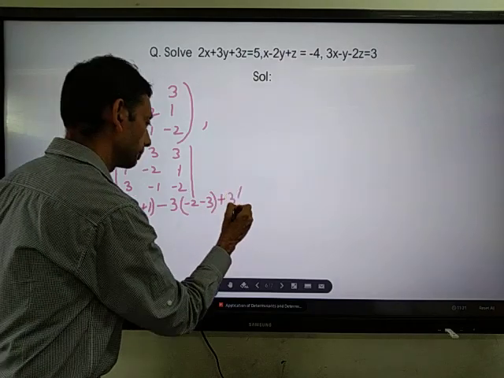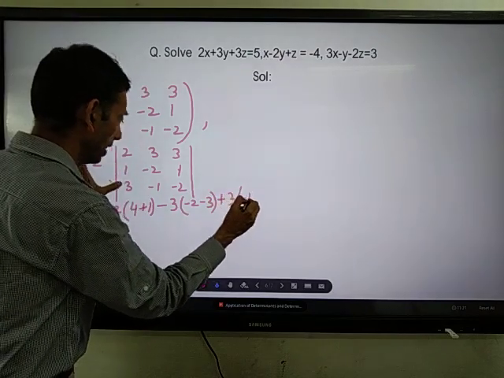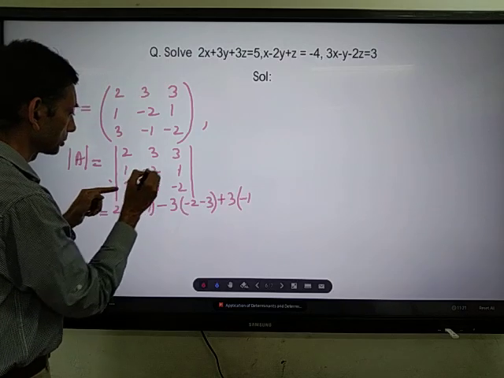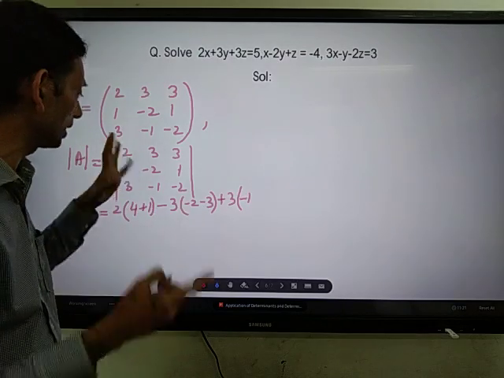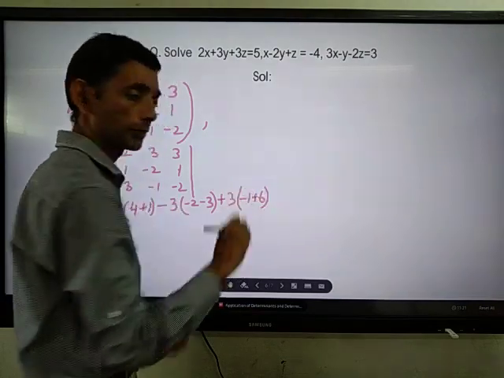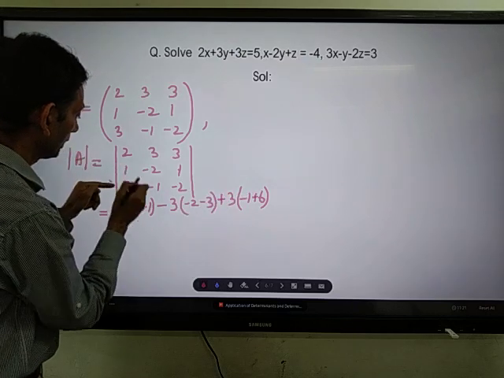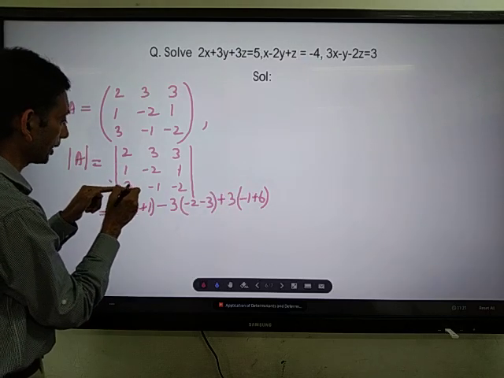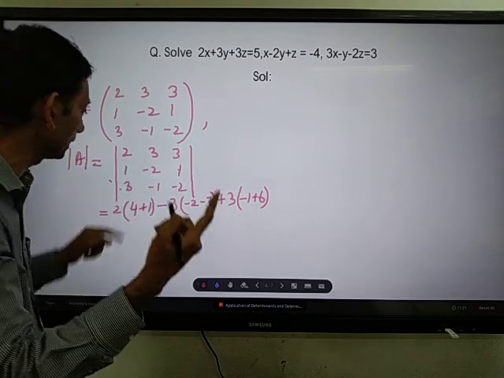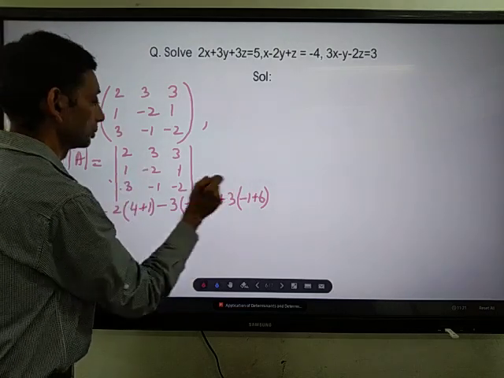If you expand along 3, you need to multiply 1 into minus 1. It's minus 1. And then 3 into minus 2 is minus 6. There will be 1 more minus sign, so it will be plus 6. So along 3, 1 into minus 1 is minus 1. Then when you multiply 3 into minus 1, there is an extra minus sign, and 1 more minus sign is already there, so it will obviously be plus. 3 into 2 is 6.